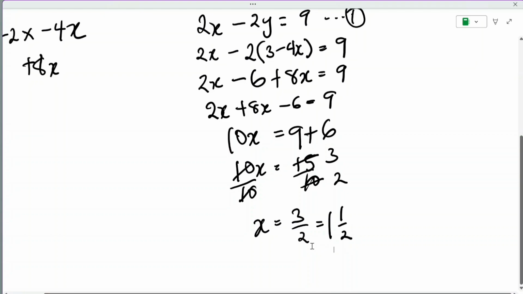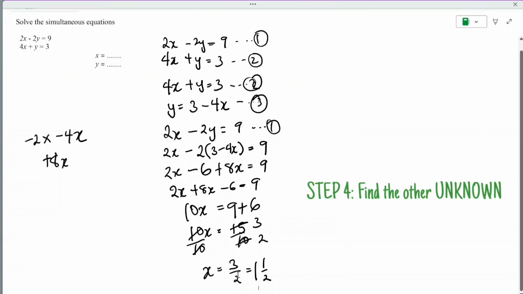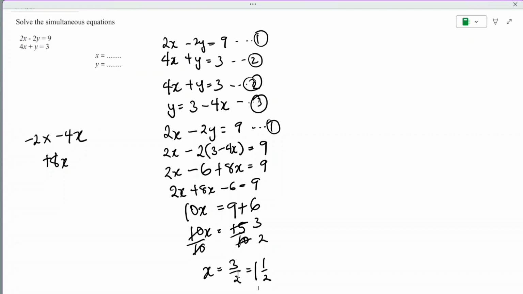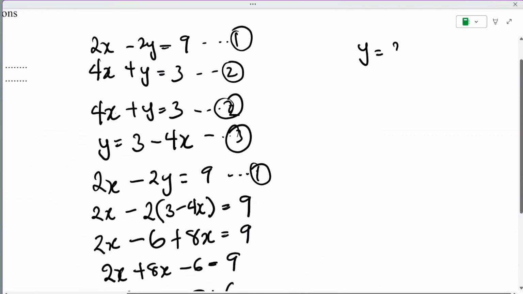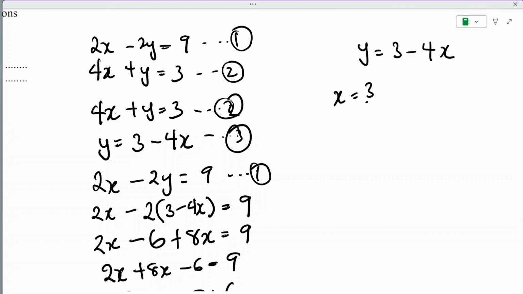Now we've done the third step. The final step is to use the value of x to find y. By substituting it into any of the equations, be it equation 1, equation 2, or equation 3, you still get the same answer. In this case, let's take equation 3, where we have y equals 3 minus 4x. Our x is 3 over 2 as an improper fraction. We substitute the numeric value of x, which is 3 over 2, into equation 3.